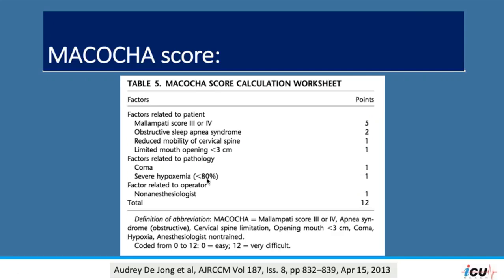Another score which was proposed in the last few years, the Makocha score. And here they divided the points into patient-related factors, factors related to pathology, and factors related to the operator. And they gave a very high score for Mallampati score of 3 or 4. Obstructive sleep apnea received 2 points, and the rest of the factors received 1 point each. And you can see clearly from here that straight away our patients in ICU would score at least 3 or 4. The fact they put a lot of weight on Mallampati probably compromised the validity of this score, as we will see.